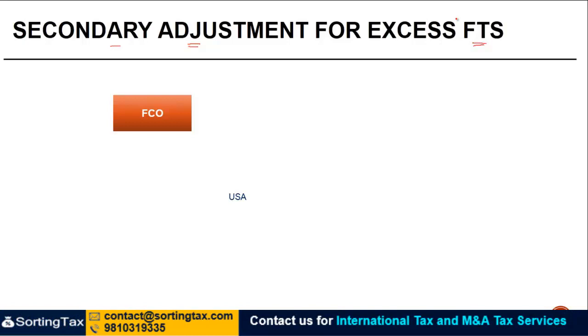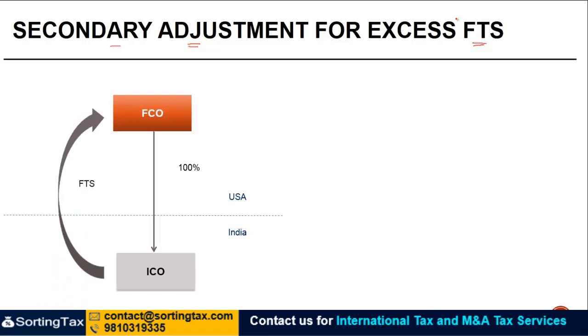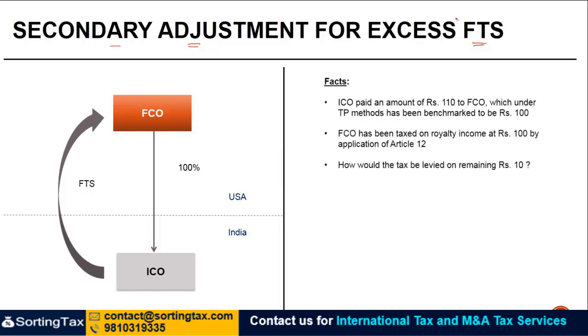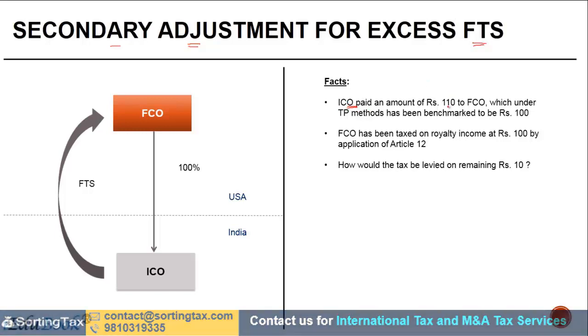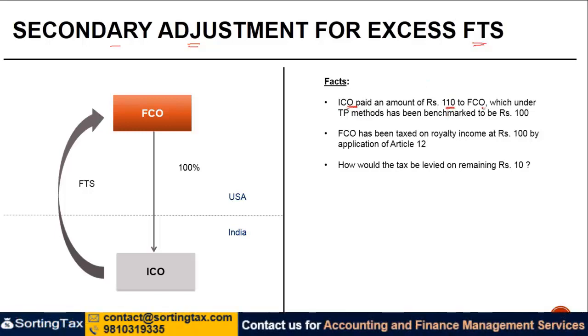So suppose there's a foreign company based out of the US, which is 100% owner in an Indian company. The Indian company makes the payment for fee for technical services to the parent. The ICO, let's look at the fact side, paid an amount of rupees 110 to the foreign company, which under the TP methods was benchmarked to be rupees 100.